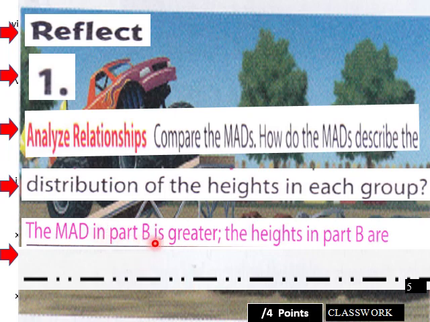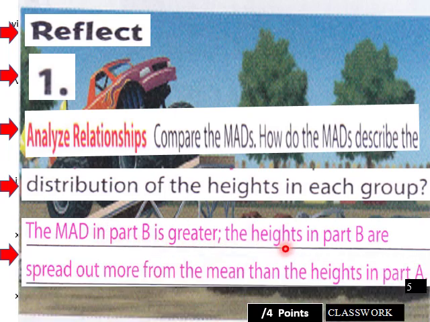Okay, the MAD in part B is greater. The heights in part B are spread out more from the mean than the heights in part A.